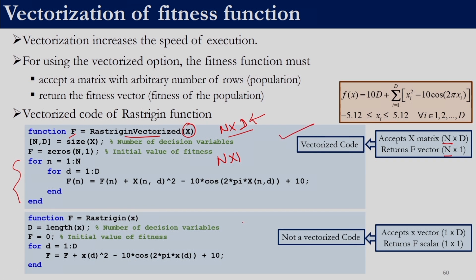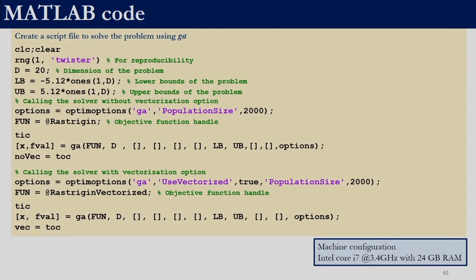So, this is an example of code which is not vectorized, right. In this case we have this function Rastrigin, it can receive only one solution. It will receive one row and d columns, and it will send a 1 cross 1 scalar which corresponds to the fitness function of this particular solution. So, in this example we will compare the performance of GA with respect to a vectorized code and code which is not vectorized.